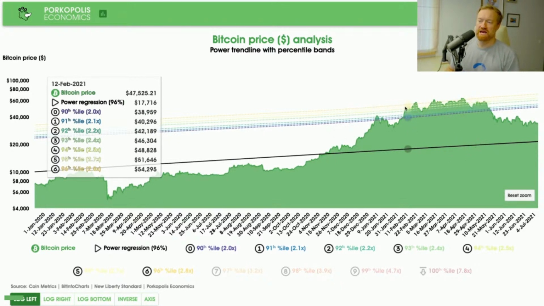We have this band here between the 90th and the 96th percentile, or between 2 and 2.8x the trend. It's more consolidated, more consistent numbers. Somewhere between 2 and 3x we had for 5 months. Between 2 to 3x the power trend was the price of Bitcoin for 5 months in 2021.